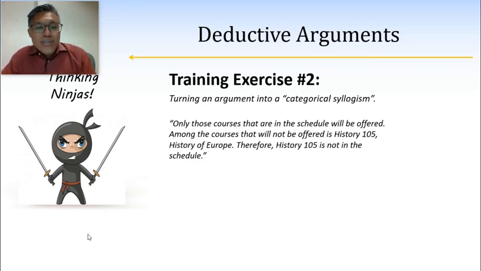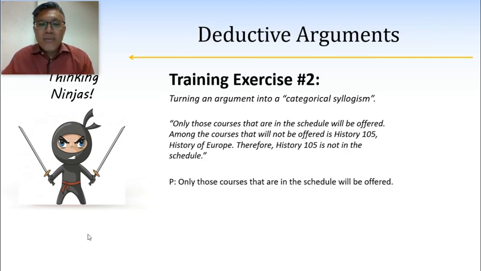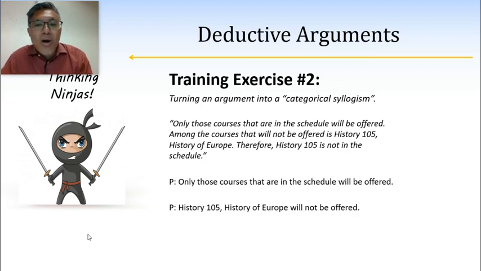So here is our argument. Can we identify the structure of the argument? What's the conclusion? What are the premises given? Well, hopefully that therefore gives you a hint, right? The conclusion they want us to draw is that History 105 is not in the schedule. Okay. Well, then that means the premises are given to us in the first 2 sentences. Only those courses that are in the schedule will be offered. That's our first premise. The second premise is the second sentence then, right? Among the courses that will not be offered is History 105, History of Europe. And then the conclusion, as we determined, was that last sentence.